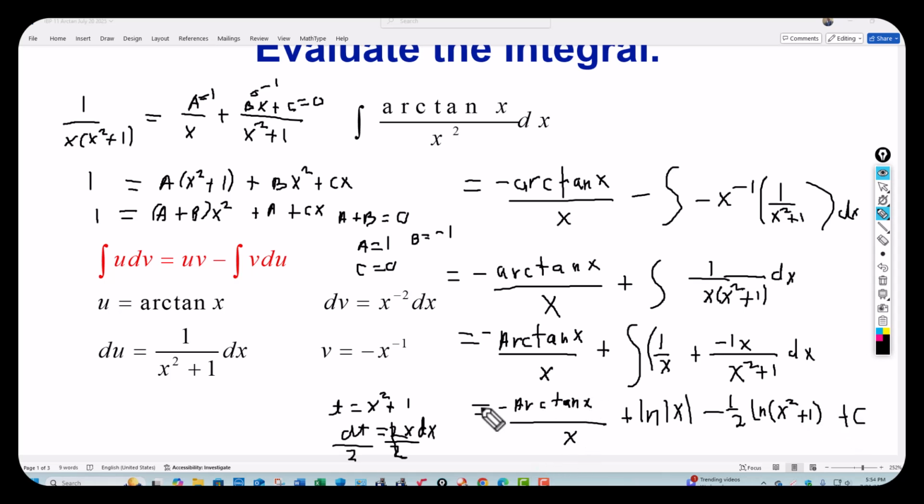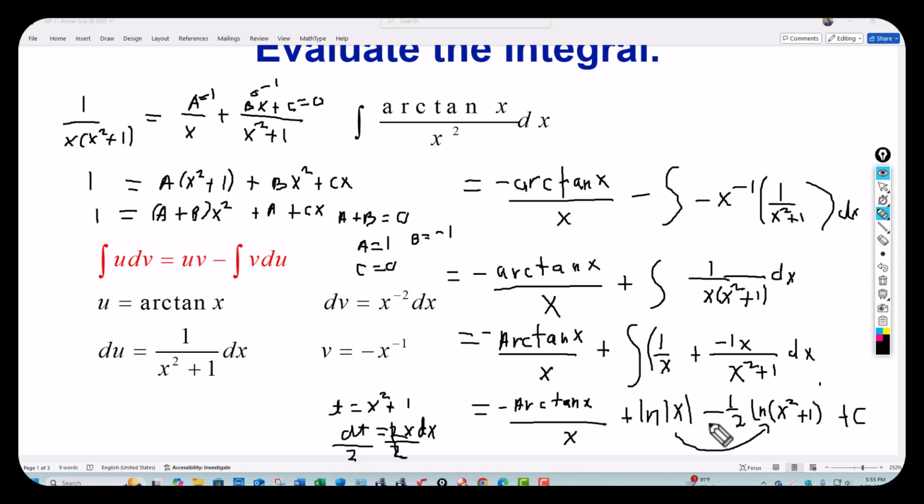So your final answer then is minus arctangent of x over x plus the natural log of absolute x minus 1/2 natural log of x squared plus 1 plus c. The other thing I want to remind you is, remember you can put these two together. You have a difference of logs here. So you can put this 1/2 here for this one and make this the square root of x. Just to the 1/2 will be a square root.